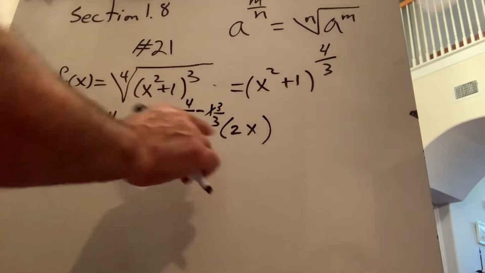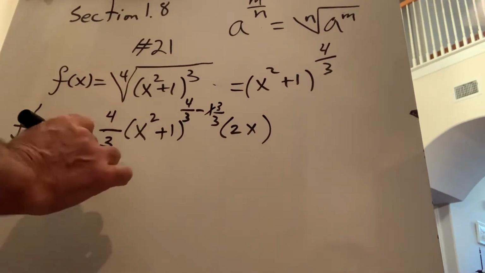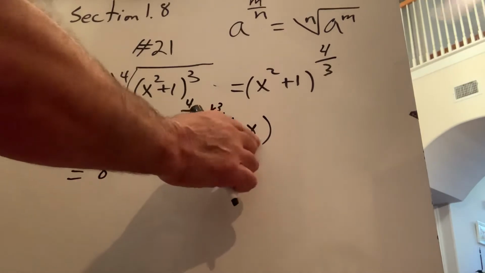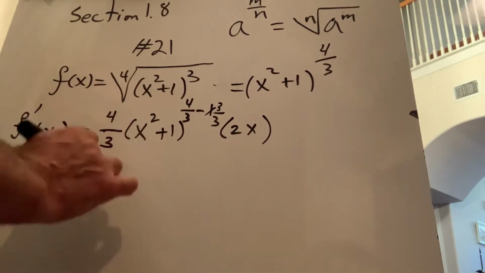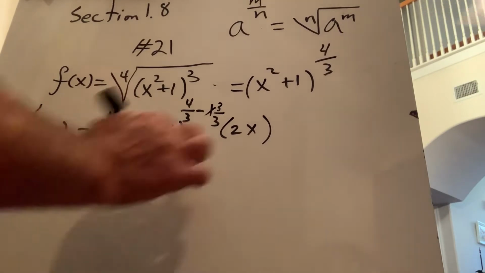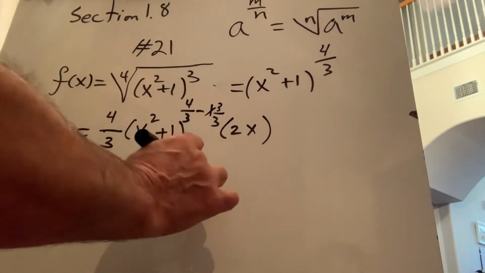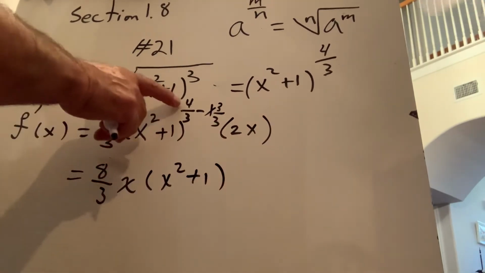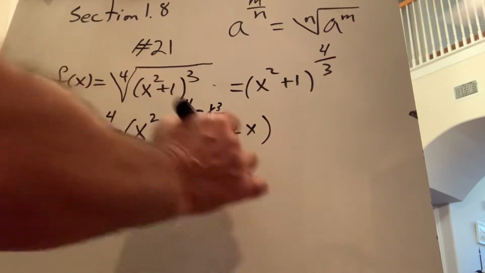So now, by the way, I'm going to multiply 2 times 4 to rewrite that. And also, if you don't mind, I'm going to bring the x to the front. It's all multiplication, doesn't matter. And then I'm just going to write 8/3, and then x, this is this x. And then times x squared plus 1 raised to the power 4/3 minus 3/3, which becomes 1/3. So there's your first derivative.